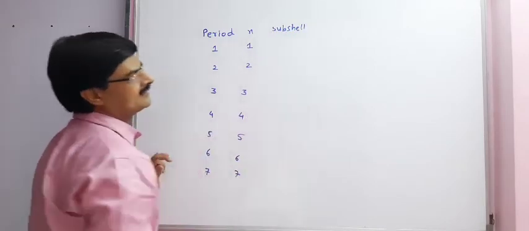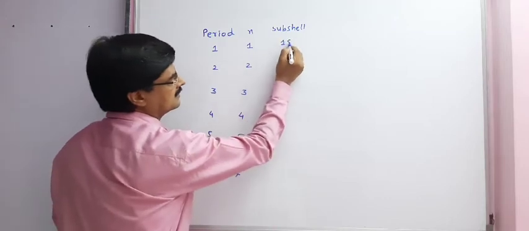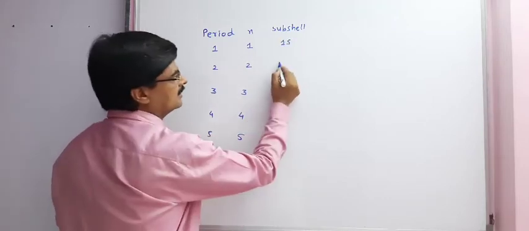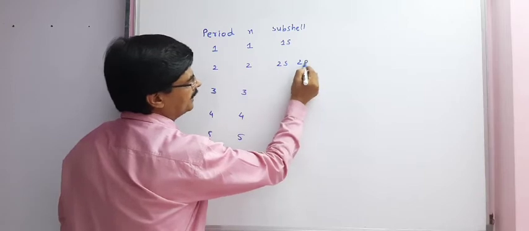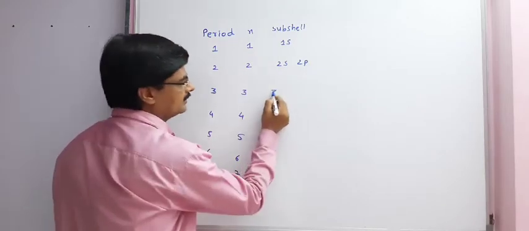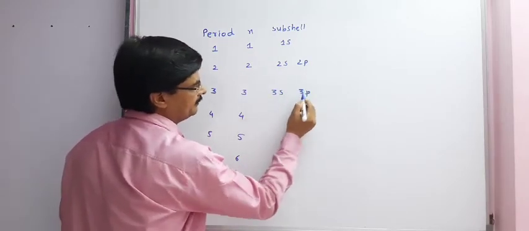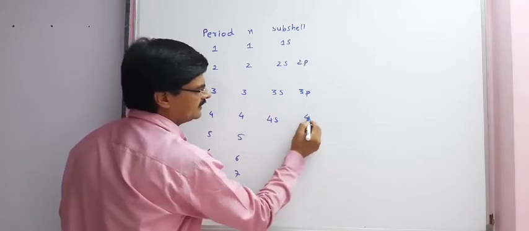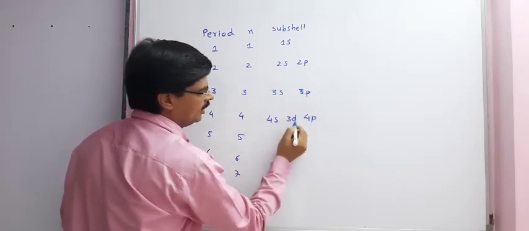Therefore, the subshells are 1s, 2s and 2p, 3s and 3p, 4s, 4p, also 3d.